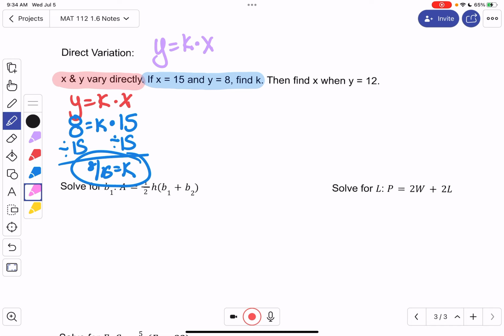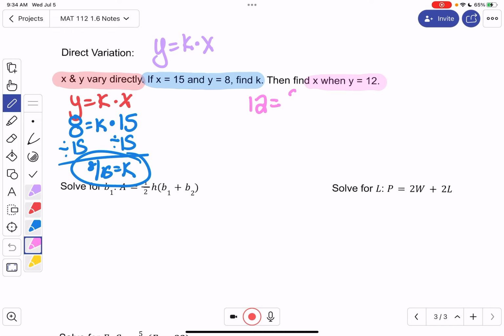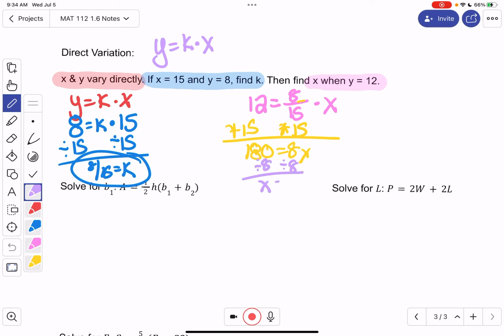Then it says, find x when y equals 12. So now we use that same equation, but we know k is 8/15, and we're going to solve for x. So to undo the division of the fraction, we multiply both sides by 15. We get 180 equals 8x. Then divide both sides by 8, and we get x equals 22.5. So that's how you do direct variation problems.